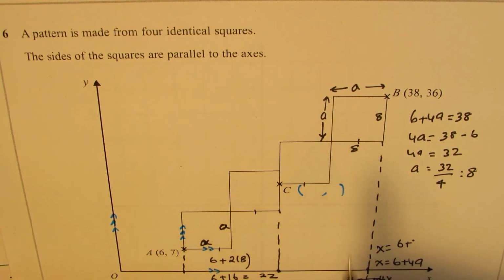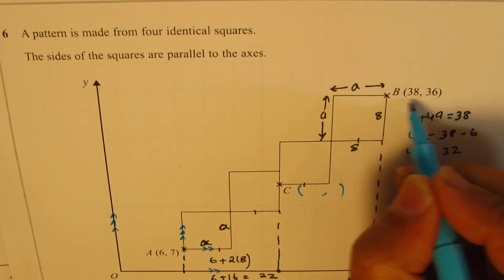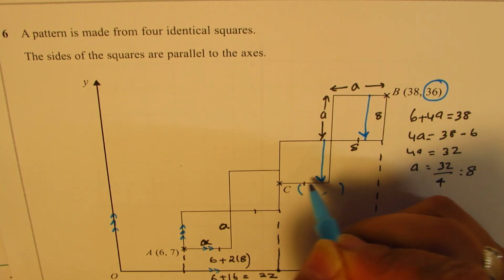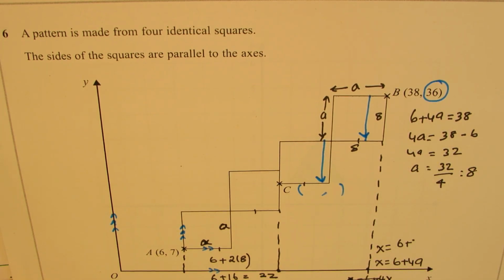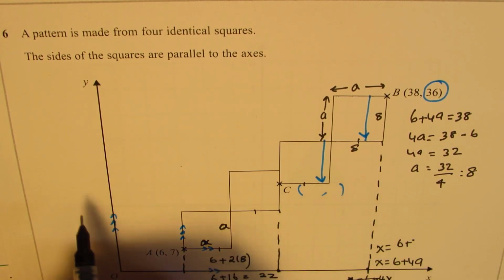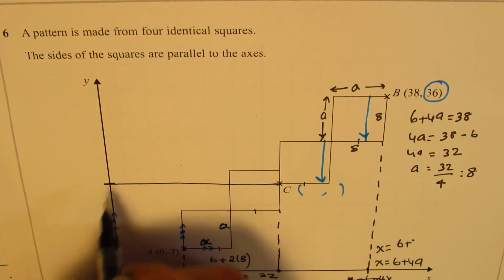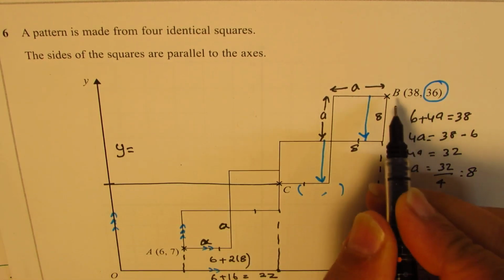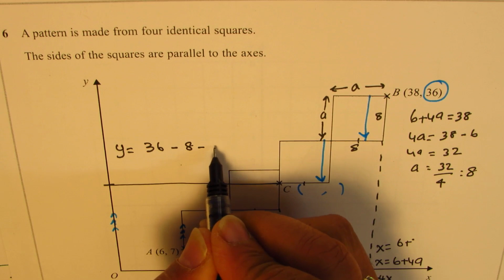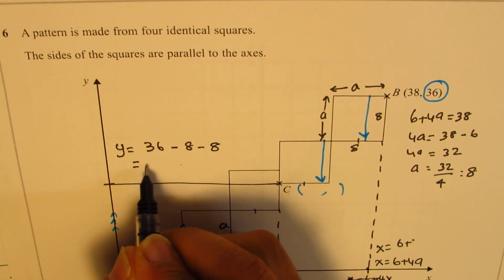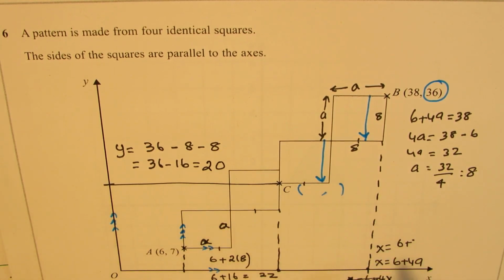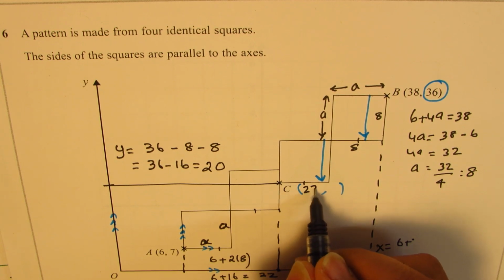Now let's work out the y value. As you can see, we are going down from this 36, 8, and then again 8 to get the y value. As far as the y value is concerned, it's a good idea to use 36. So the y value will be equal to 36 minus 8 and then again minus 8. That is minus 16, which is 36 minus 16. So we get 20, right? So the coordinates will be 22, 20.